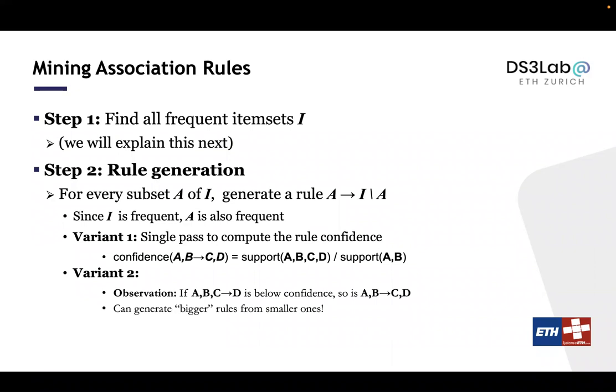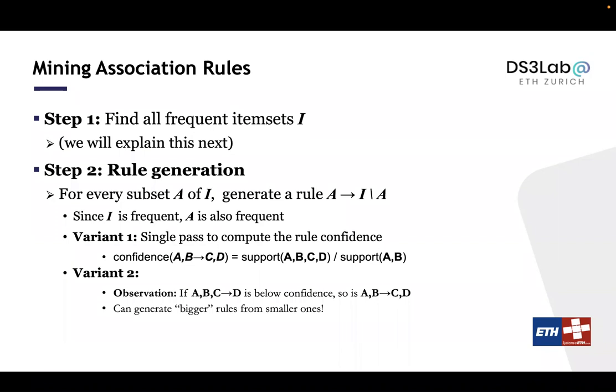Another way to do it is based on the following observation. If you have, for example, an association rule ABC to D that is below the confidence, it's not confident at all, that implies the rule AB to CD will also be below the confidence. Why? The confidence of AB to CD is the support of ABCD divided by the support of AB. The support of AB is always larger than the support of ABC. So the confidence of AB to CD is always going to be smaller than the confidence of ABC to D. If ABC to D is below confidence, so is AB to CD.